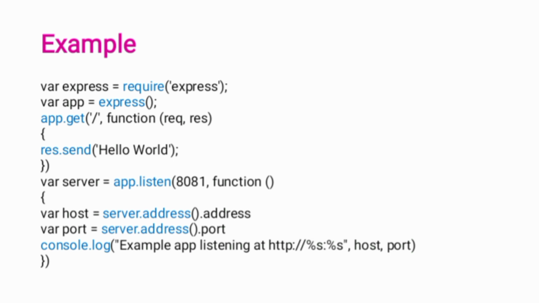This line logs a message to the console indicating that the server is running and at which URL it can be accessed. So this code sets a basic Express server that listens for incoming HTTP requests on port 8081 and responds with the hello world when a GET request is made to the root URL.